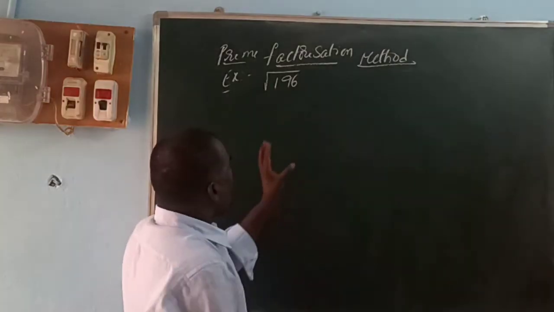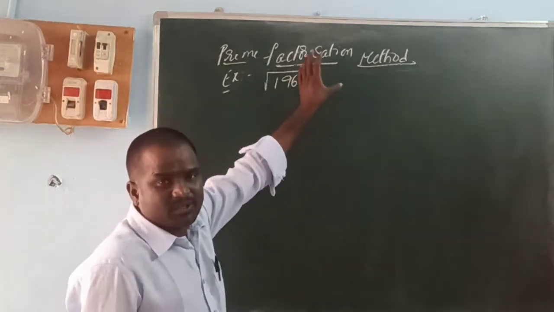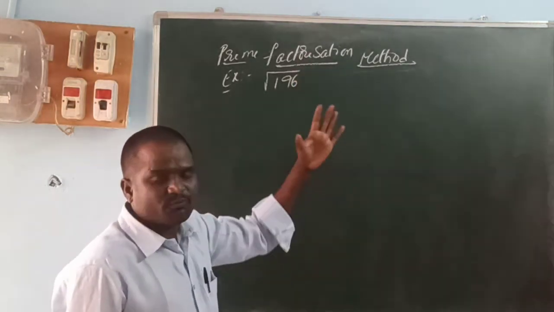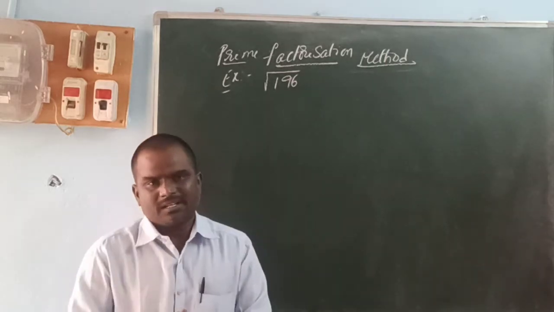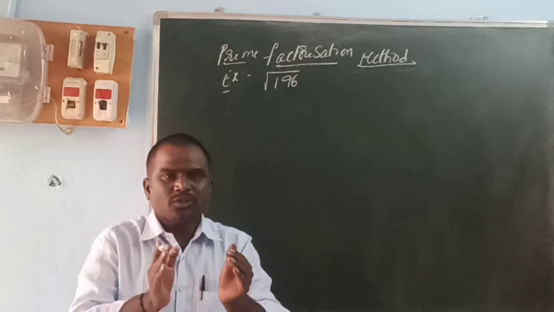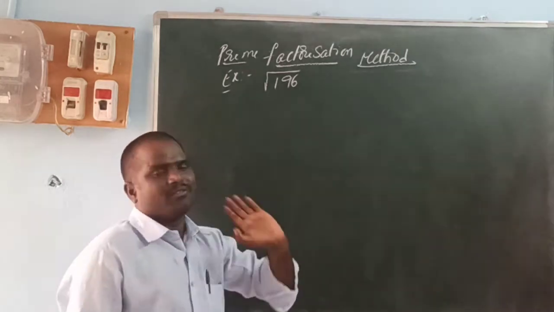So here, how can we find the square root of any number? We can write it as a prime factorization. After writing the prime factorization, we can divide it into two equal parts, two equal multiples. Okay, any one multiple is the square root of the given number.